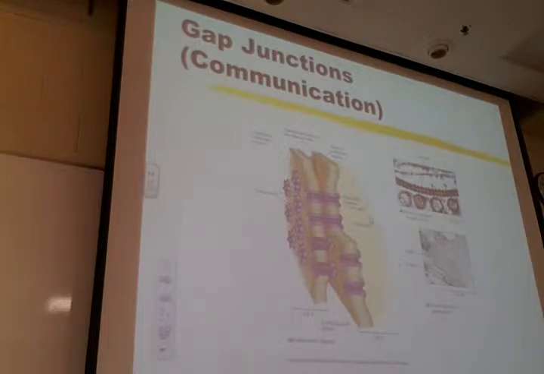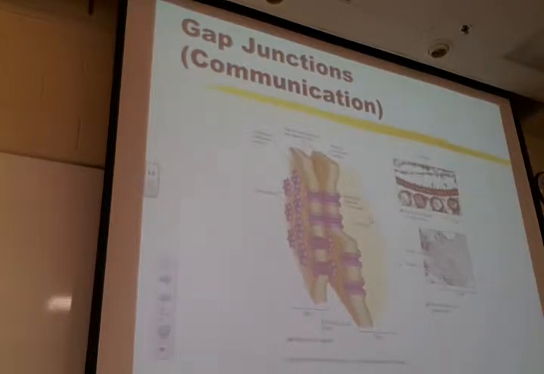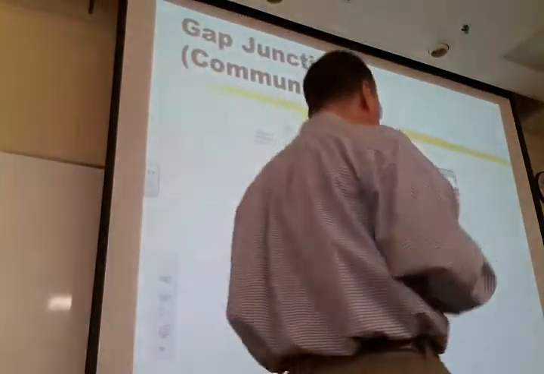What is that size cutoff? I think it's 1,500. Yes. So the size cutoff is about 1,500 molecular weight. So 1,500 molecular weight and smaller, sort of free access from one cytoplasm to the other. Anything bigger than that really doesn't get across very well.